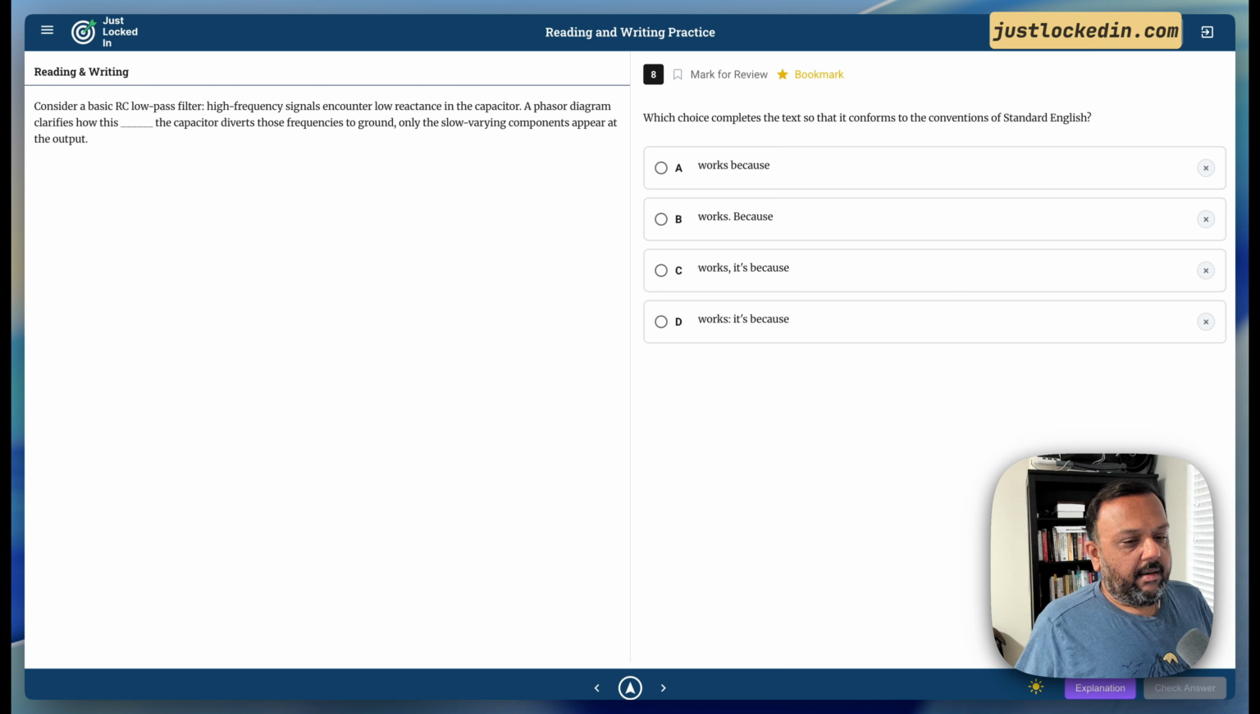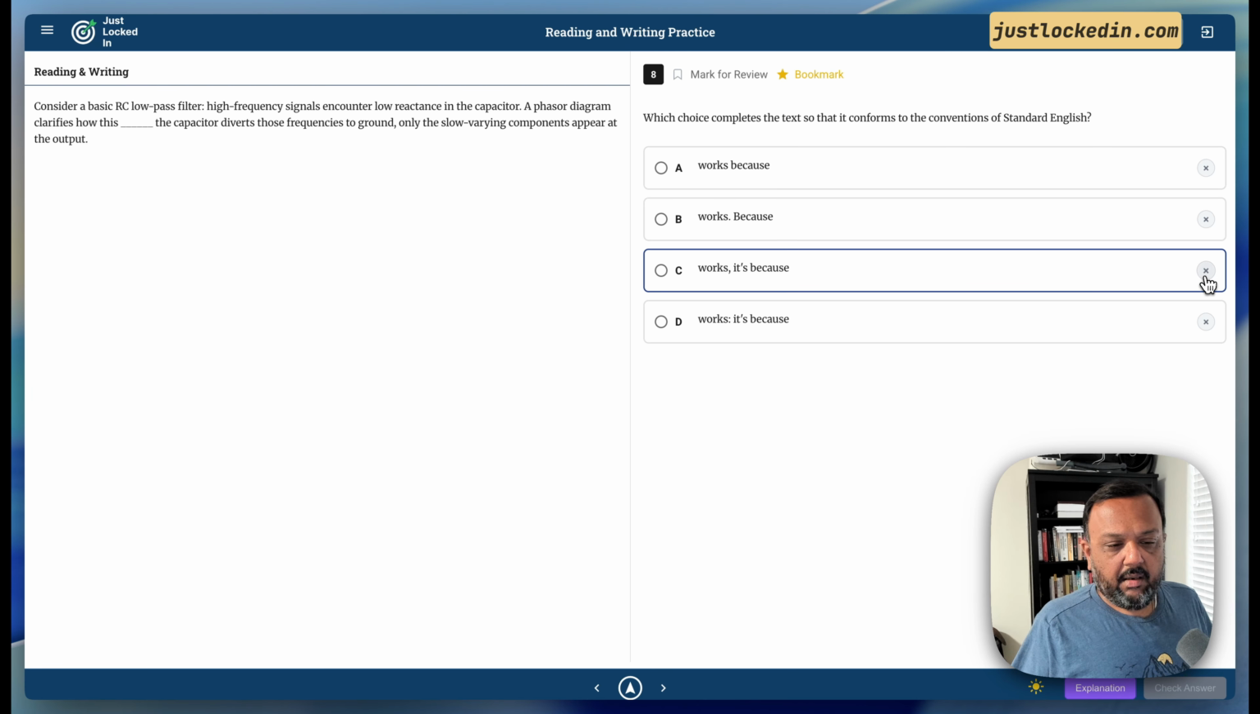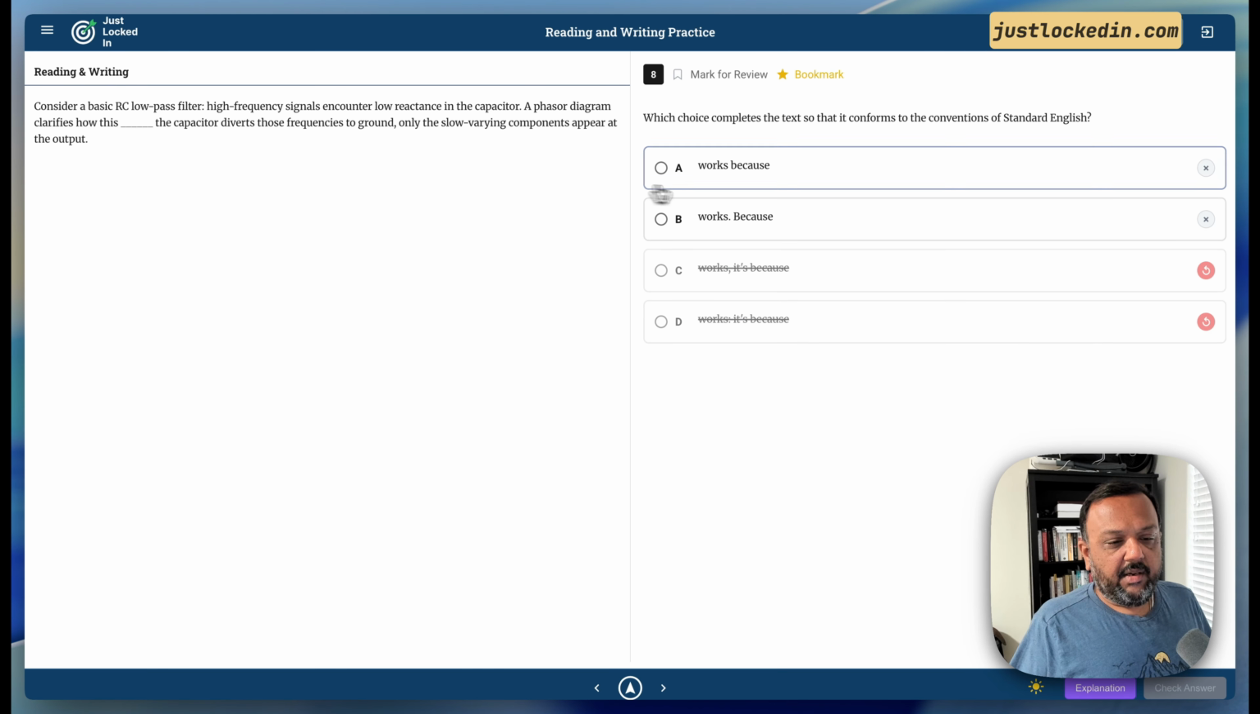Okay, and then there's: because the capacitor diverts those frequencies to ground, only the slow varying components appear at the output. Okay, that's a valid sentence. But "because the capacitor diverts to the ground," comma, something happens. All right. You cannot say "it's because the capacitor diverts frequencies to the ground, only the slow." That's not a valid sentence. So I can safely eliminate C and D. Okay. So the choice is between these two.